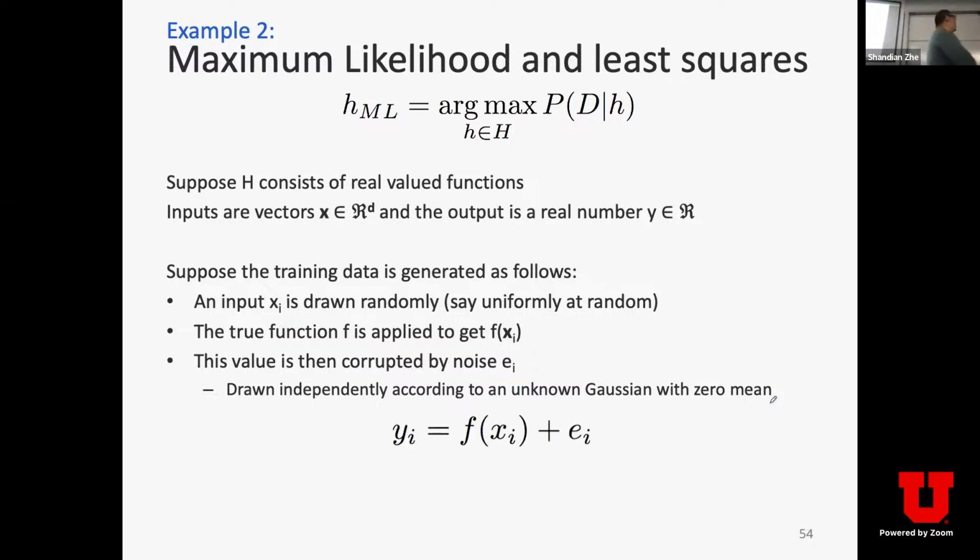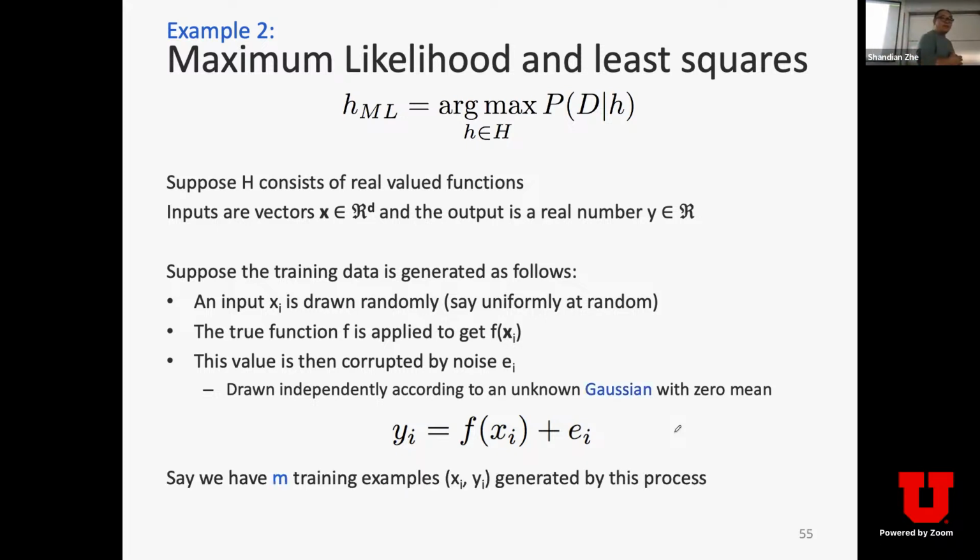If you write it down, my training observation is decomposed as the ground truth function value plus some Gaussian noise, and this Gaussian noise has 0 mean. Say we have m such training examples generated by this process. Then how do we model the likelihood of yi given f of xi?